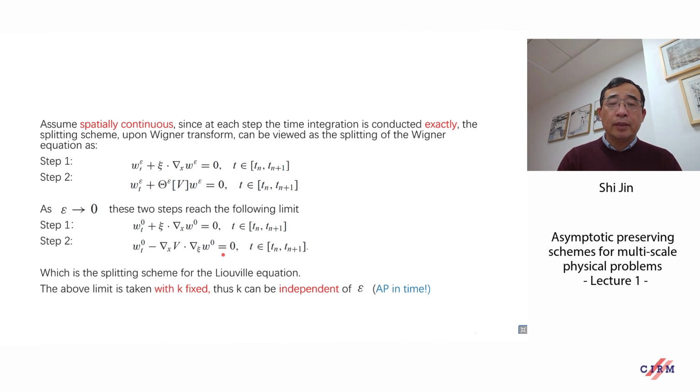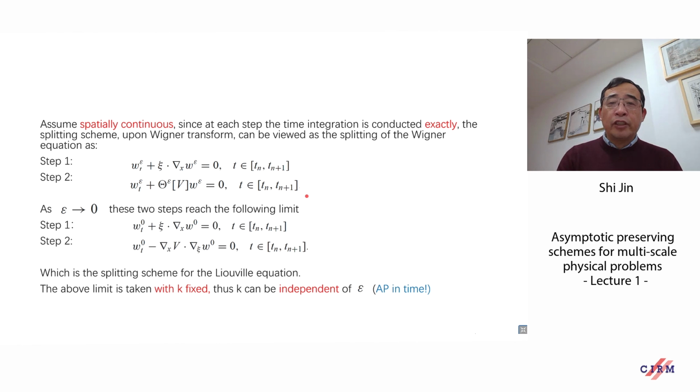So you can fix the time step, send epsilon to 0, and you end up with the Liouville splitting for the Liouville equation. So this means we can take k to be independent of epsilon. All right, or fix a time step. Then when epsilon goes to 0, our splitting for Wigner becomes splitting for the Liouville equation. So that's what we mean by AP in time. So this analysis, which is not rigorous, gives you the heuristics why you have this AP in time. Why you can take the time step to be independent of epsilon.